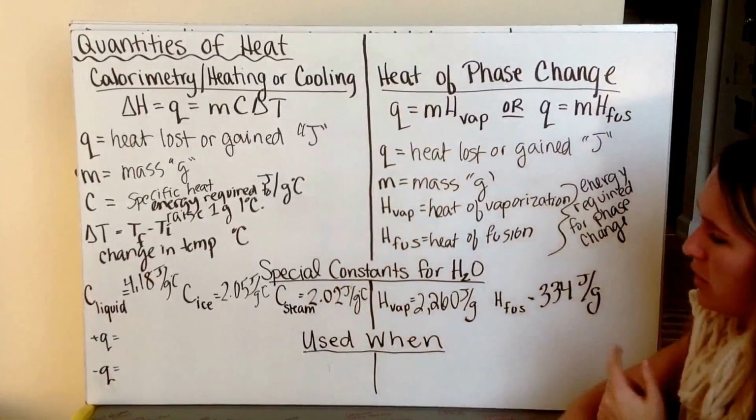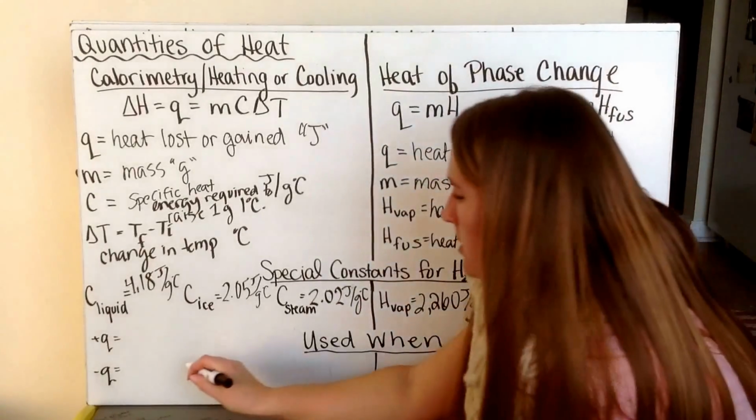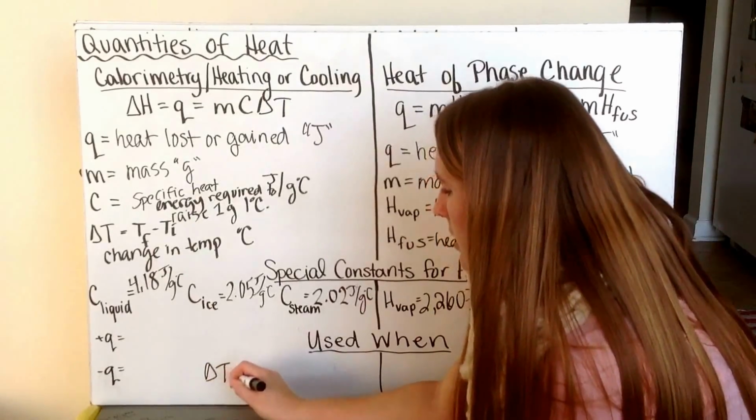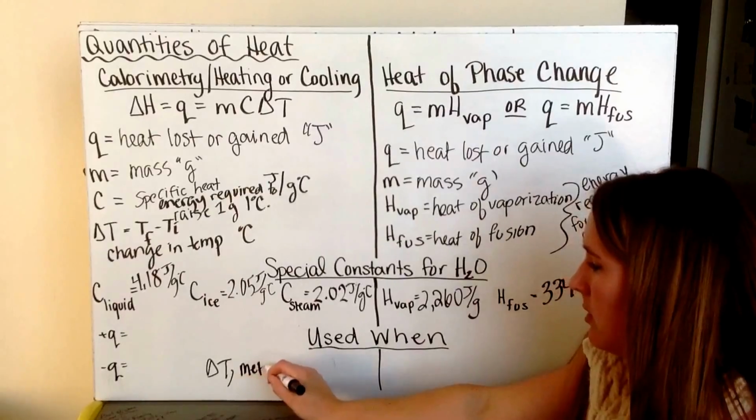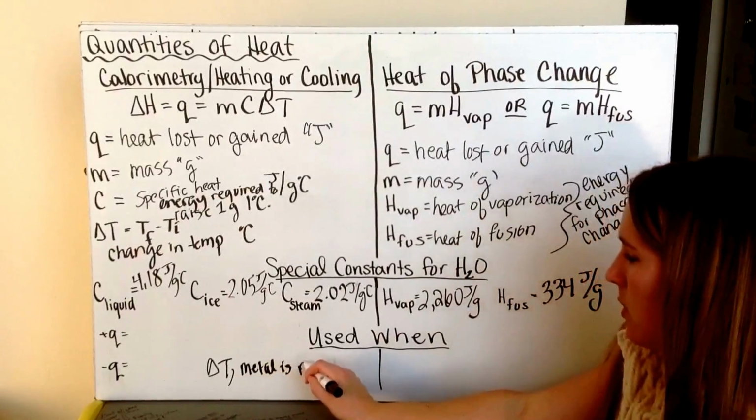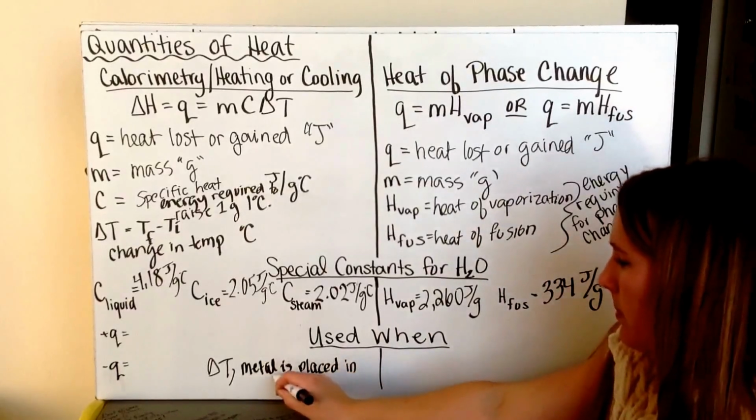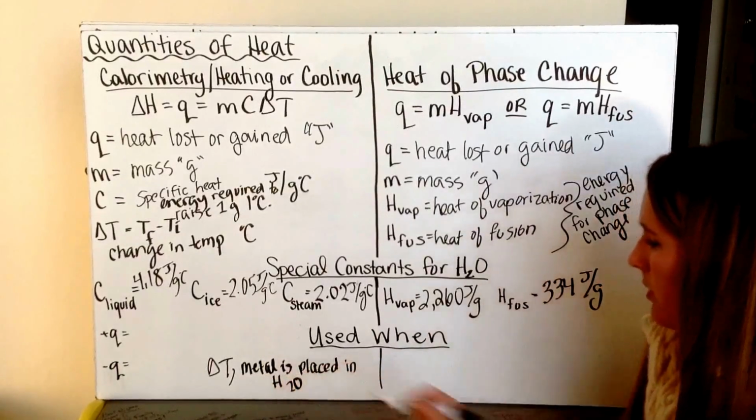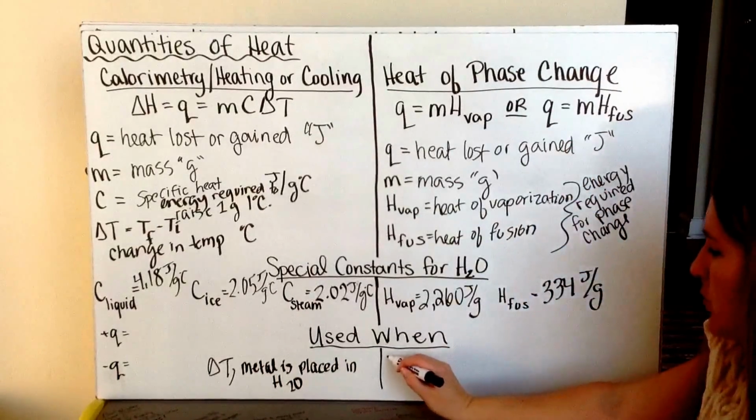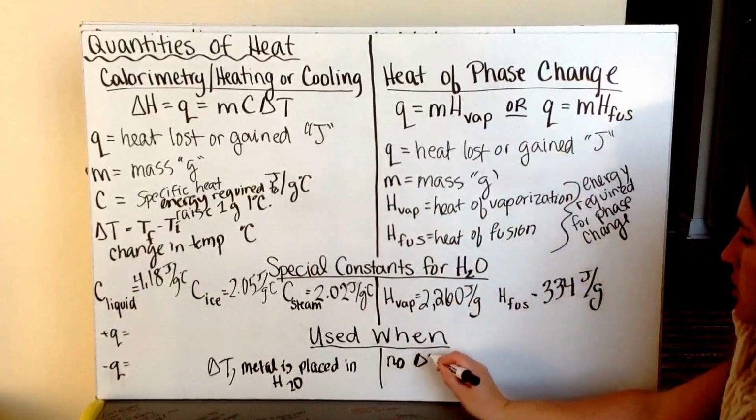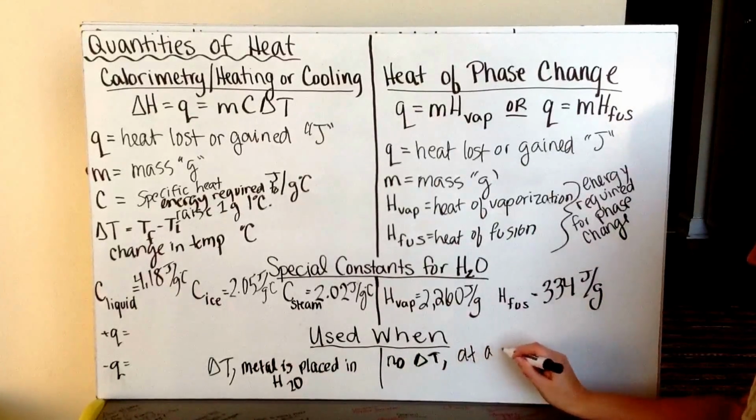These two equations are used at different times. Our calorimetry equation is going to be used when we have a change in temperature, or when a metal is placed in water. Our heat of phase change problem is going to be used when we have no change in temperature or when we are at a phase change.